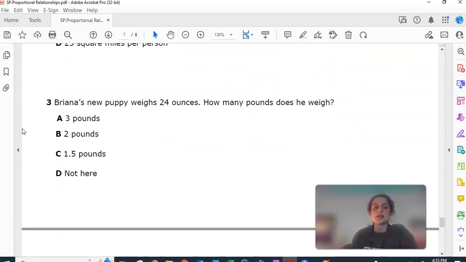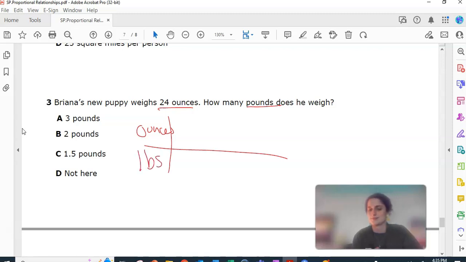Brianna's new puppy weighs 24 ounces. How many pounds does he weigh? I don't know what ounces are to pounds, so I am going to look at my magical reference sheet, which, by the way, if we're taking it online, is the circle button at the top in the middle of your screen. All right, so looking at my handy-dandy reference sheet, I'm going to create a ratio between ounces and pounds.